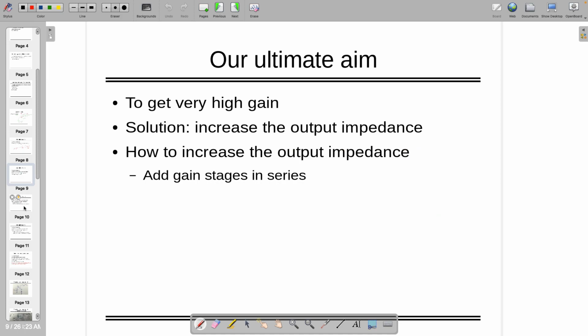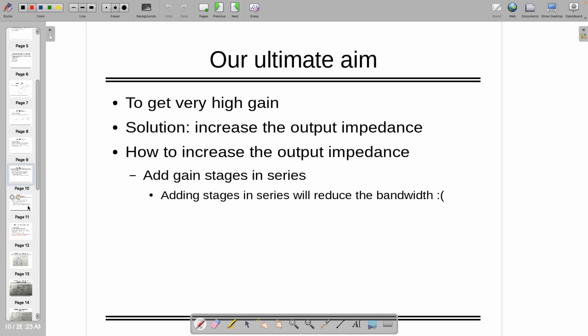One technique is to go with multi-stage. If you are adding multi-stage amplifiers, common source after common source, that will give you higher gain, because gain is getting multiplied every time. But the problem here is that adding stages will decrease the bandwidth. I do not want a solution which reduces the bandwidth. Bandwidth also has to be there.